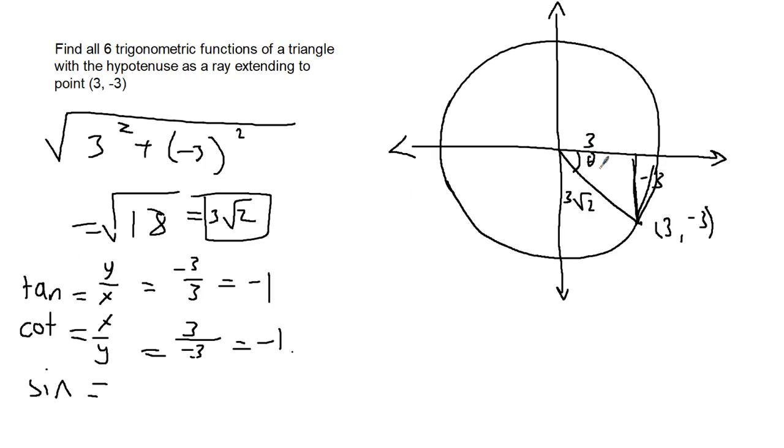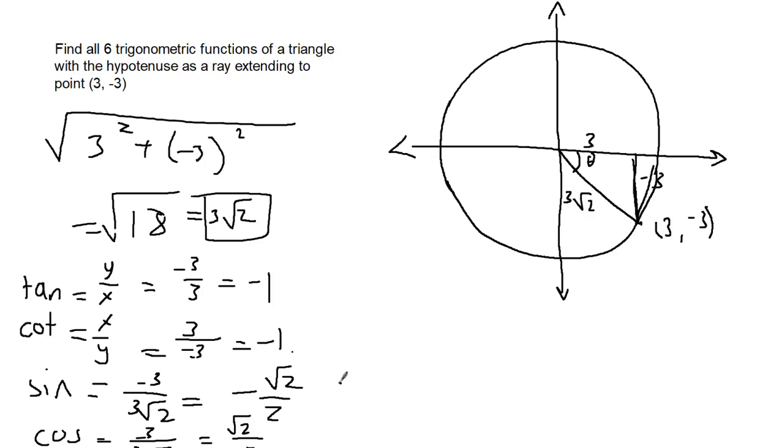Sine is equal to opposite over hypotenuse, which is negative 3 over 3 square root 2, which is equal to negative square root of 2 over 2. And cosine is positive, so 3 over 3 square root 2, which is equal to square root of 2 over 2. And csc and sec are just the reciprocals: negative square root of 2 and square root of 2.